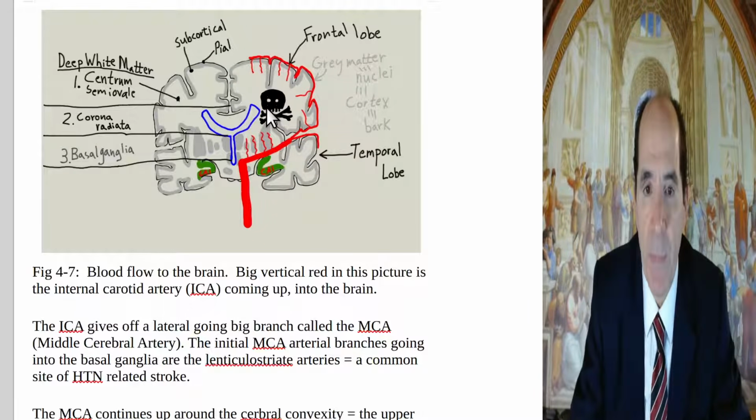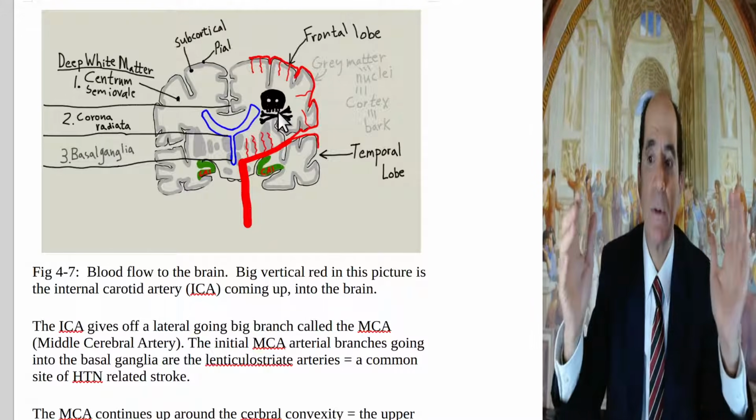Okay, well anyways, the deep white matter, or the centrum semiovale and corona radiata, is where most people get stroke. And the reason they get stroke is because they're damned if they do and they're damned if they don't. Once you've got hypertension, you're half screwed.